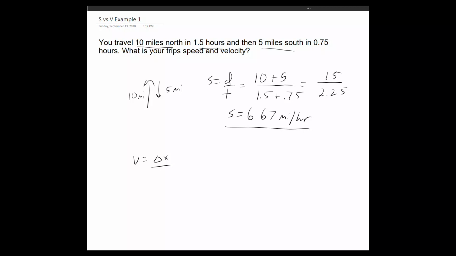Now calculating velocity, we're finding displacement over time. Our displacement is actually going to be only 5 miles north because we have to go up 10 and subtract 5. But we still account for the total time. So we're going to get 5 divided by 2.25, which is going to equal 2.2 miles per hour.